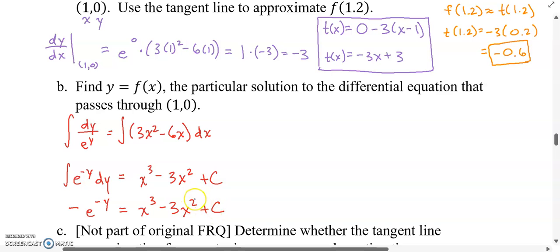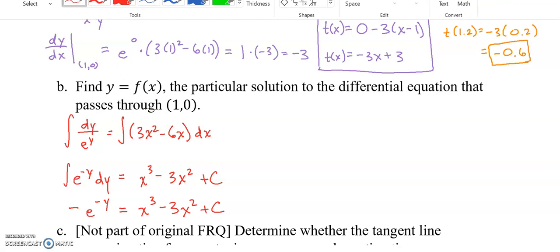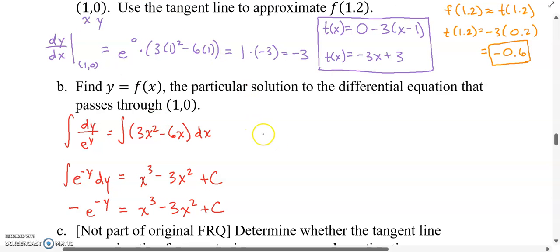All right, so that is a general solution to the differential equation. We're asked to find y equals something in terms of x, and we also need to find that particular solution. So at some point along the line, we're going to have to solve for c. I'm going to go ahead and do that now. We could do that later. It's really a matter of preference.